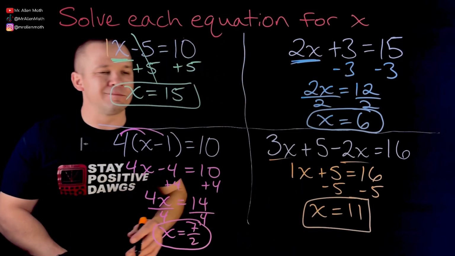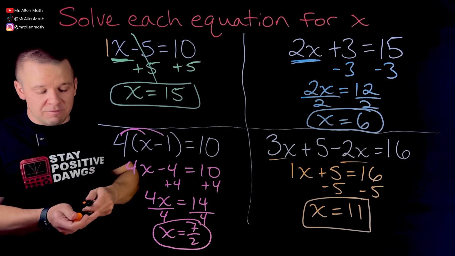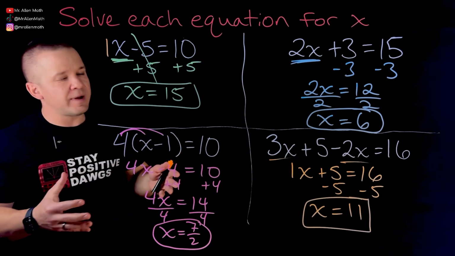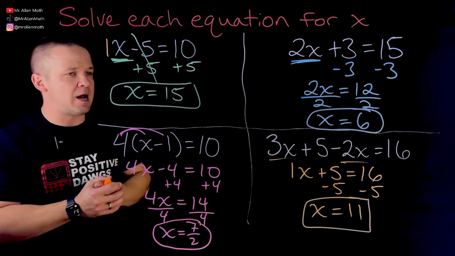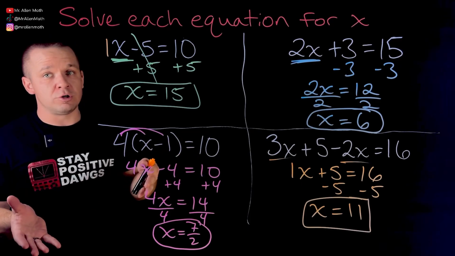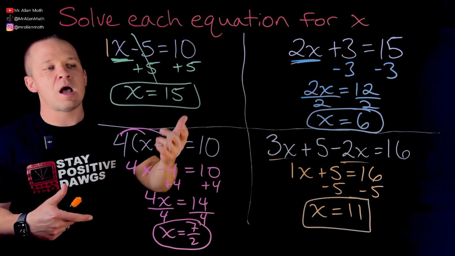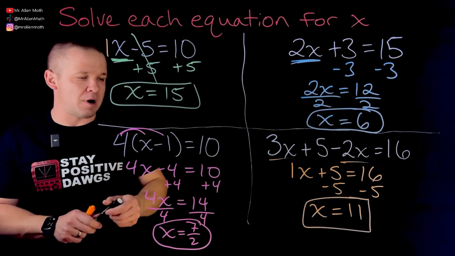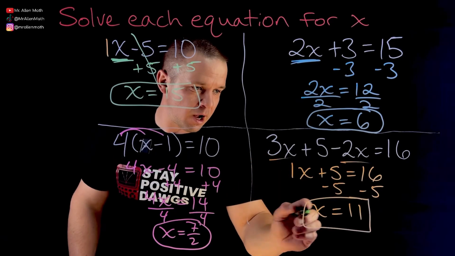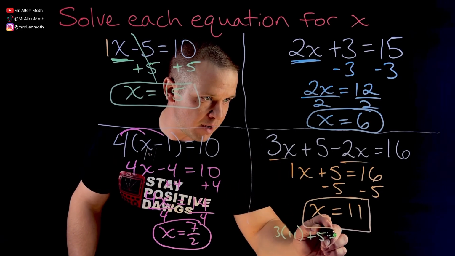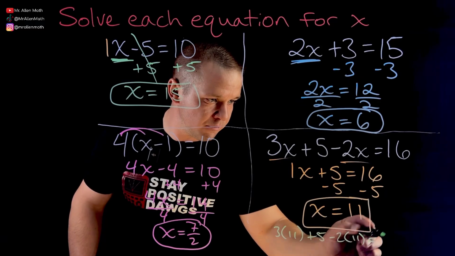Boom. Awesome. Donezo. Now with any of these, which you can do if you like, and if you have time, say like on a test, you're like, ooh, man, am I right? I've got like 5 minutes left in my test right now. You can check, right? I often go ahead and solve them if I'm on a test, and then if I have time, I go back and check them pending the problem that I'm working on. So I'll throw an 11 in here. I'll have 3 times 11 plus 5 minus 2 times 11. Let's see if we get 16, right?